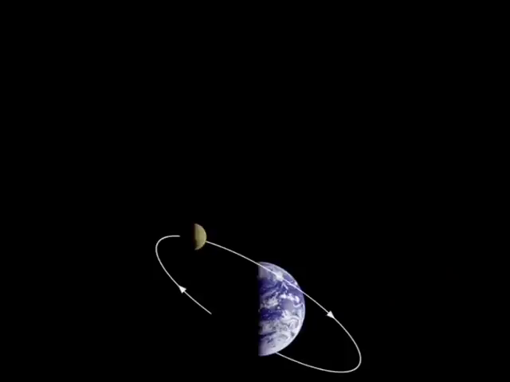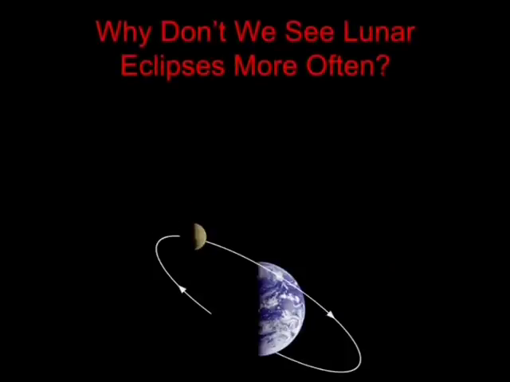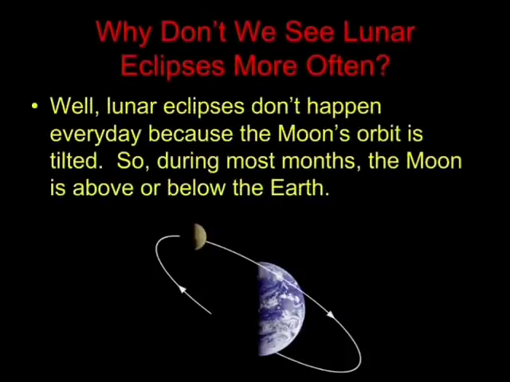Why don't we see lunar eclipses more often? Well, lunar eclipses don't happen every month because the Moon's orbit is tilted. So during most months, the Moon is above or below the Earth's shadow.